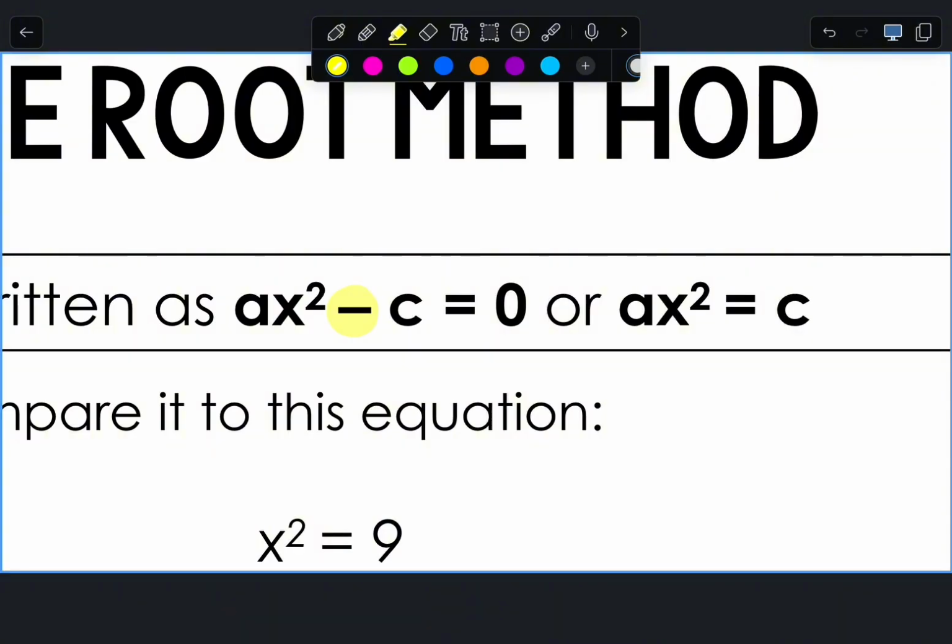Binomial with a minus sign in the middle. What method is this when it comes to factoring? What method of factoring? The difference of something? Difference of squares.